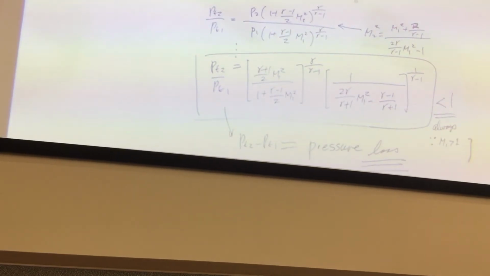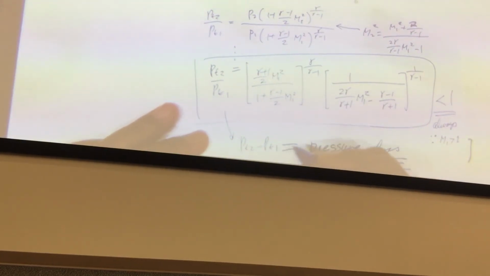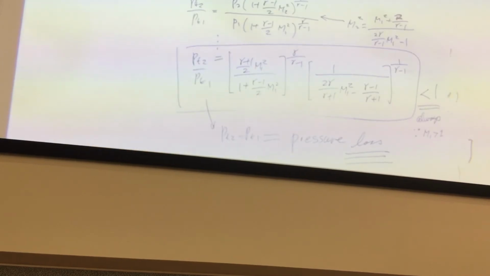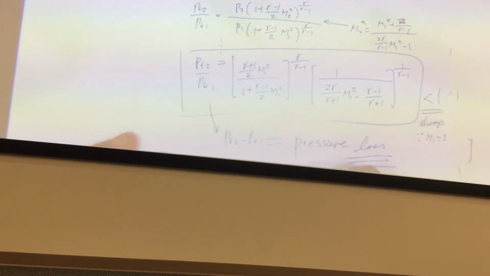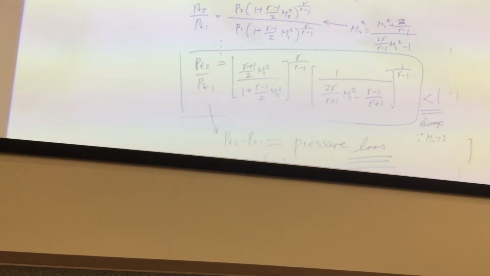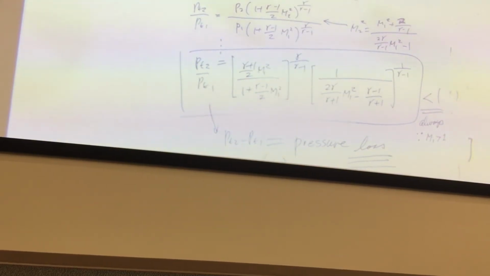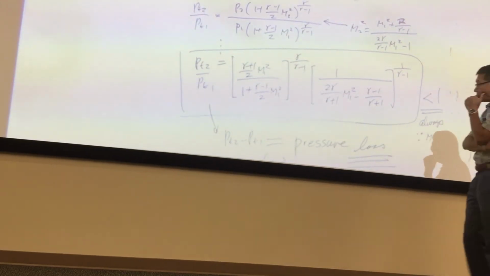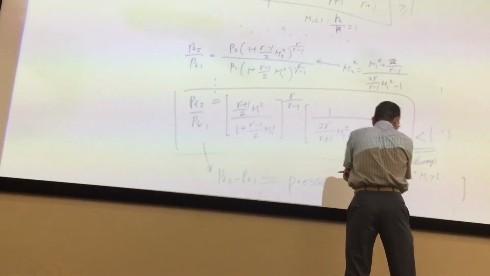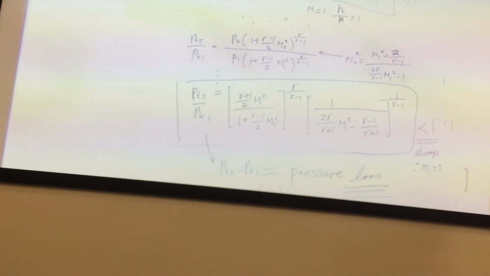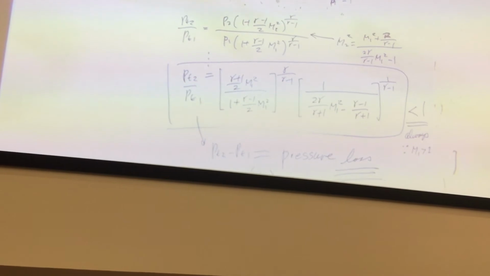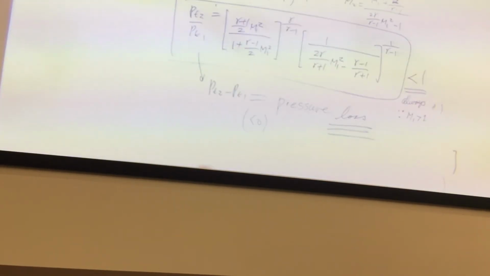PT2 is less than 0, right? Because it's negative, we call it pressure loss. So this is pretty interesting now. What's really happening here? You are just operating all this mathematical equation, and you come and say, hey, there's a pressure loss. How do you understand it physically?